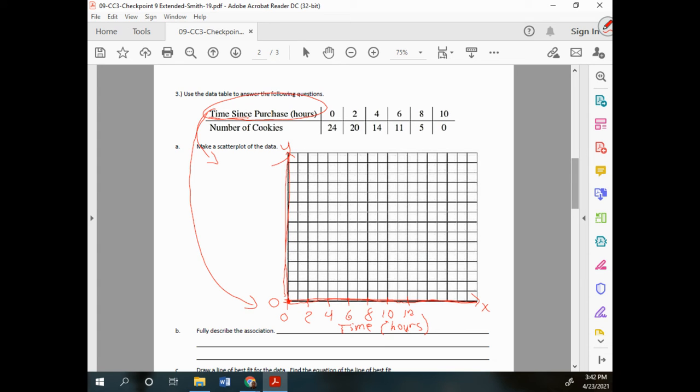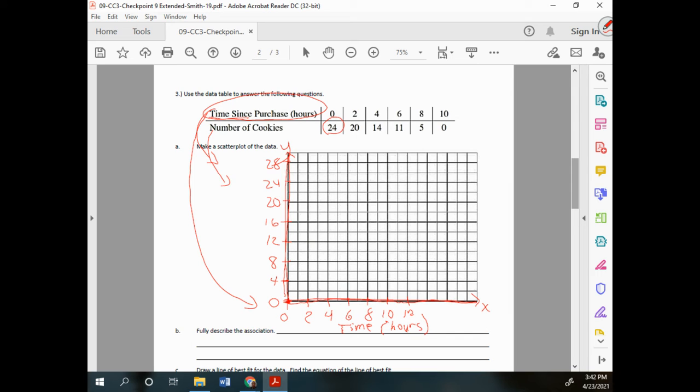And then the number of cookies is going to go on the y-axis, okay? And I've got to go all the way up to 24. So counting out my squares, I figured out that what I could do is every square be worth 2. Now, I'm not going to label every square worth 2. I'm just going to go every 2 squares and go up by 4. Okay? So this would be 20, this would be 24, this would be 28. And as you see, my biggest number here is 24, so that should be fine.